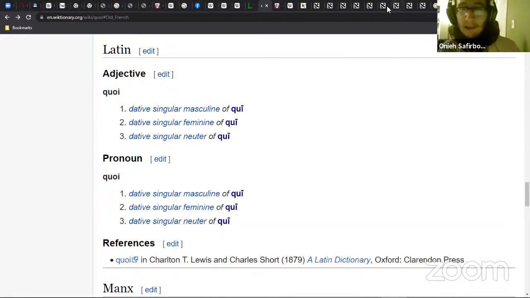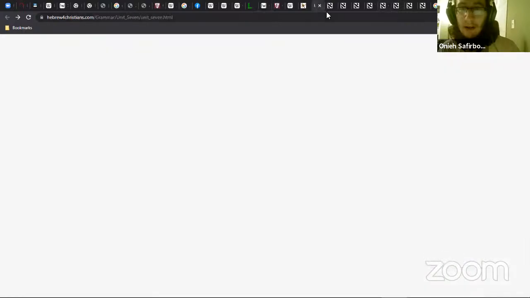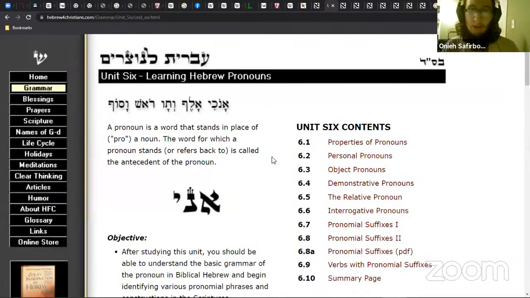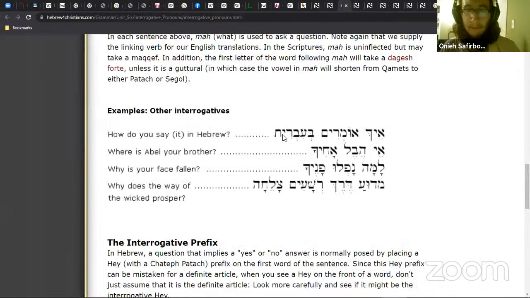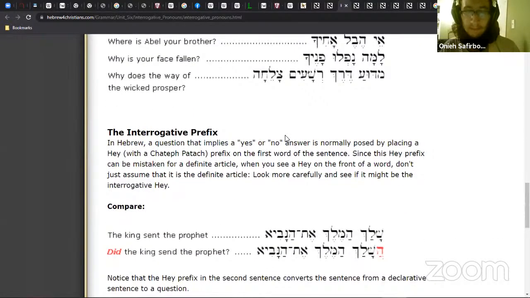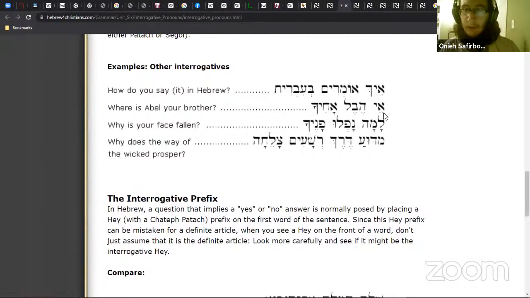So pourquoi is literally the same thing you're saying in Hebrew. You're saying for what, because the lamed means for or to in Hebrew. So for what, or pourquoi? Why? For what? For what reason? Why? All right.